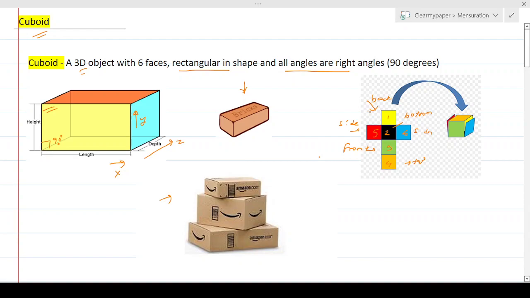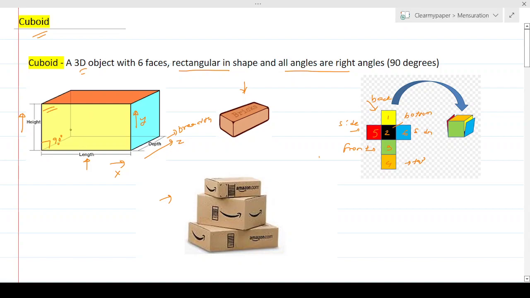So that's all a cuboid is. All you need to remember is 6 faces, all are rectangular in shape, and they're always at 90 degrees. On the rectangular side, this is called the length, this is called the height, and this is called the depth, or you can also call it the breadth. A lot of textbooks use these interchangeably. Length is the longest one, but height, depth, and breadth are used interchangeably.